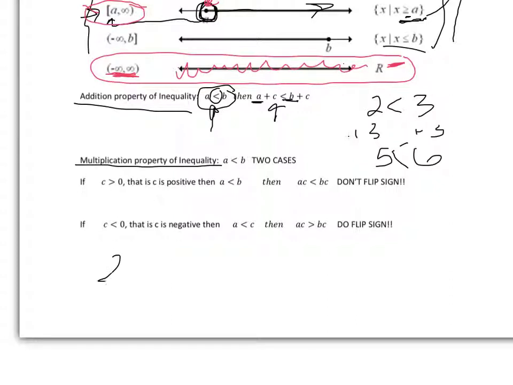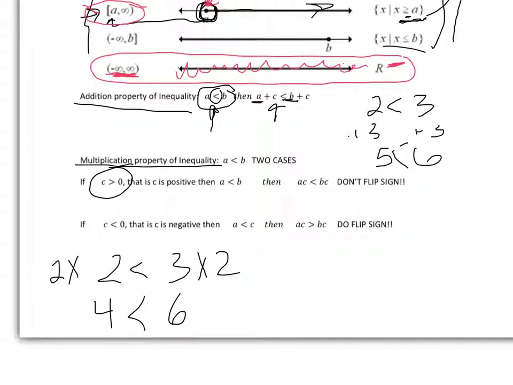We know that 2 is less than 3. If we multiply by a positive, and whatever we do to one side, we do to both sides, just like we did with equations. If we multiply both sides by 2, we have 4 and 6. Well, 4 is still less than 6, so if c is greater than 0, that is, we're multiplying by a positive number, then don't flip the sign.